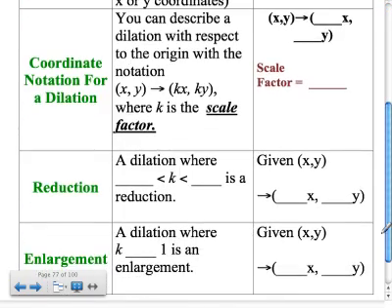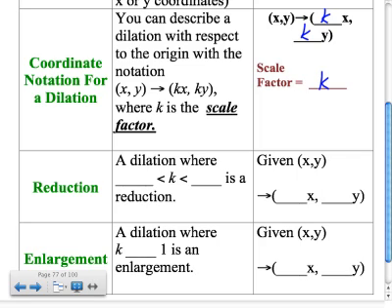The coordinate notation for a dilation, very simply, is using coordinates. Okay, you can describe a dilation with respect to the origin with the notation (x, y) goes to (kx, ky), where k is a scale factor. Okay, k is a scale factor. So it looks something like this. Okay, that's all we're doing there.